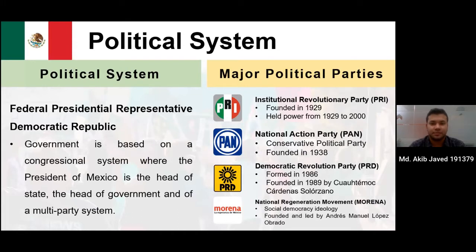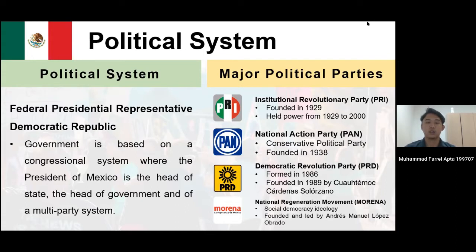Okay, thank you, Javed. Mexico is a federal republic composed of 31 states and districts, whose government is based on a congressional system, whereby the president of Mexico is both head of state and head of government, with a multi-party system. The president is elected by the people of Mexico. Government power is divided constitutionally between executive, legislative, and judicial branches. The political system is based on the guarantee of personal freedom and civil liberty and also establishes economic and political principles. Mexico is dominated by four major political parties.